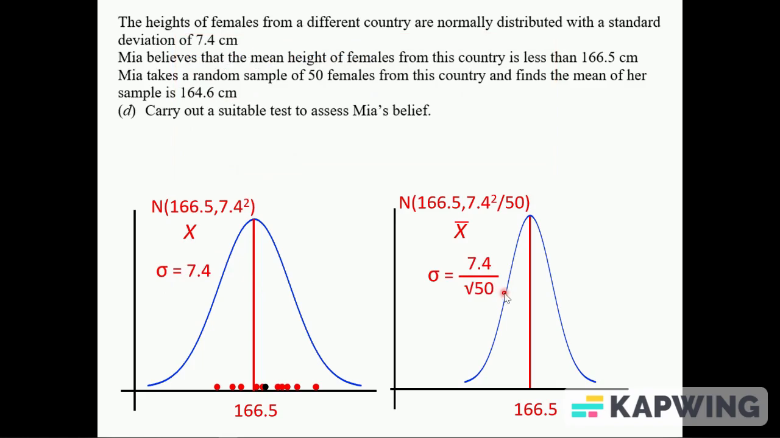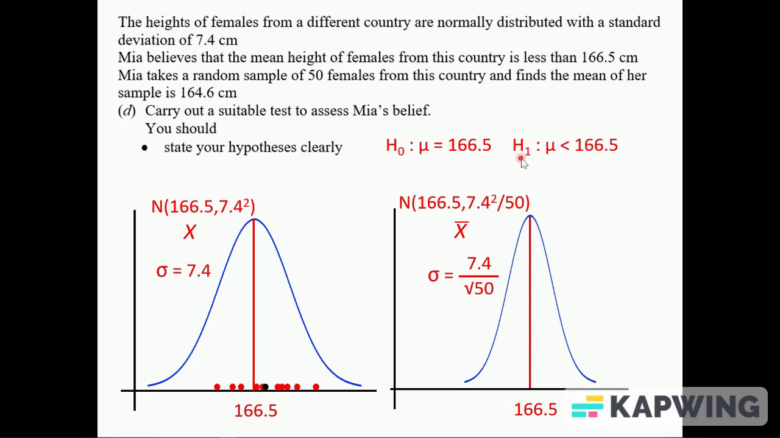I'm going to carry out a hypothesis test to assess their belief. We're going to state the hypotheses clearly, and it's pretty standard. The H0 is that mu is 166.5, which would mean Mia is wrong. There's nothing unusual that's happened. And the alternative hypothesis, H1, is that mu is actually less than 166.5, as Mia thinks. We're going to use a 5% level of significance. So really we're going to find out what the chance of being less than 164.6 is.